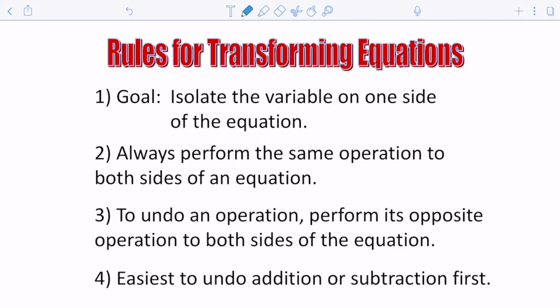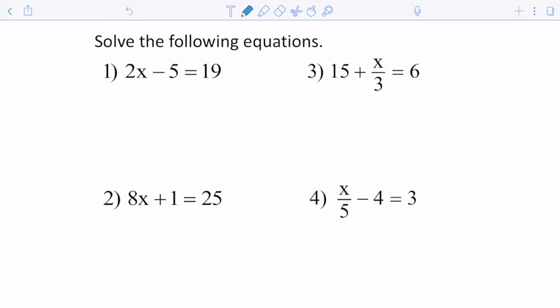There are some exceptions to that rule, but I don't think we're going to get into it with two-step equations. Okay, so at this time you can pause the video and do these on your own on a separate sheet of paper.